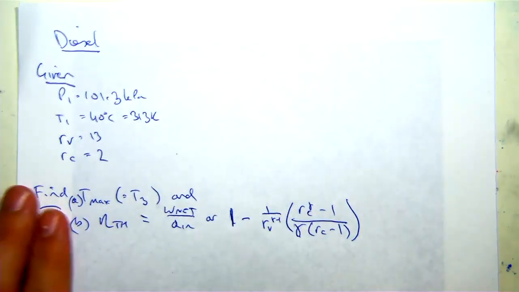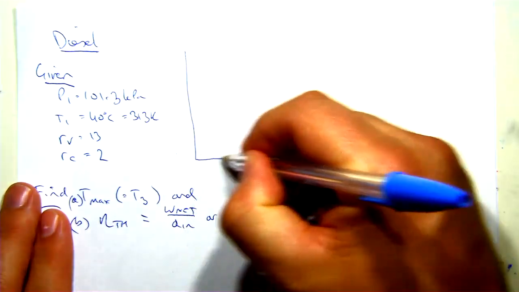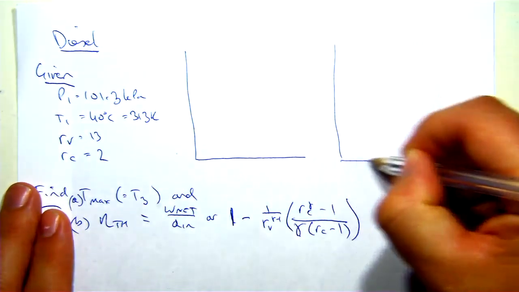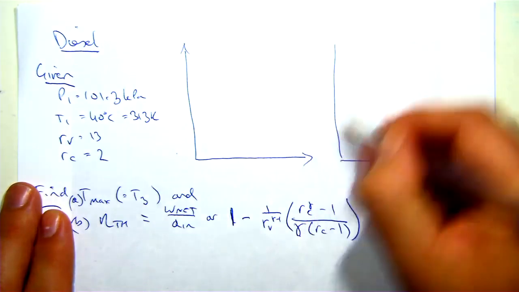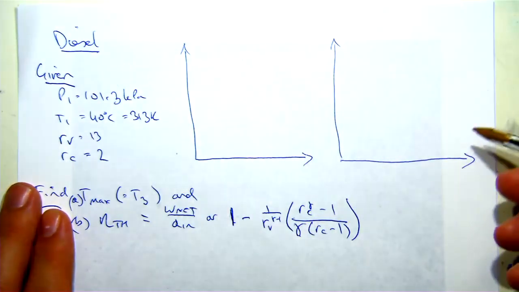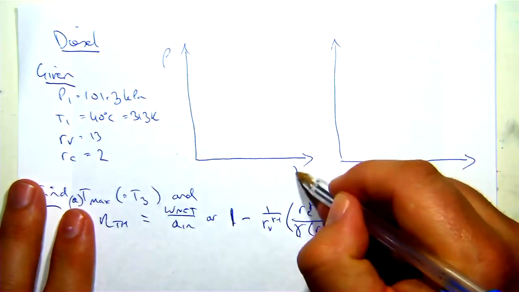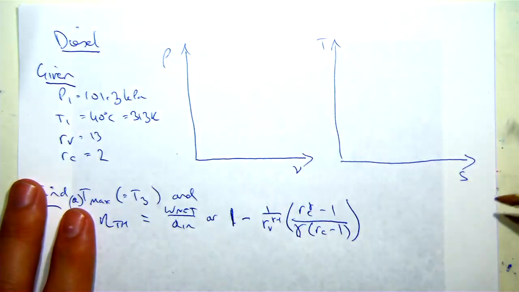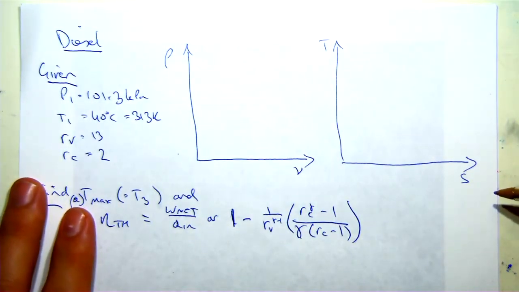Now, it asked me for some graphs. It asked me for a PV diagram. That's okay. I know how to draw a PV diagram. We'll do the TS diagram as well. P, V, T, S. Good. I've got axes with labels on them.